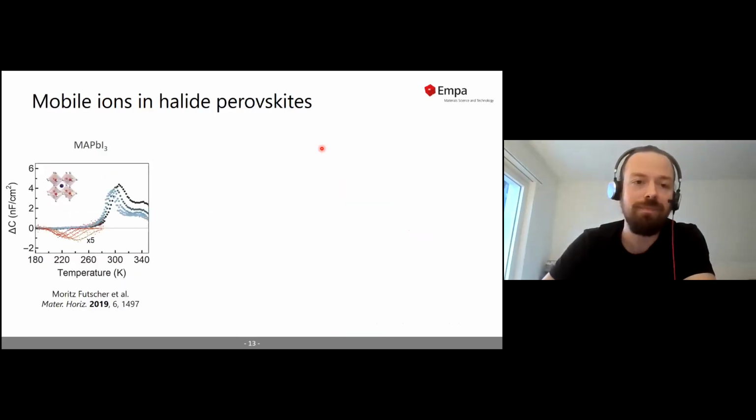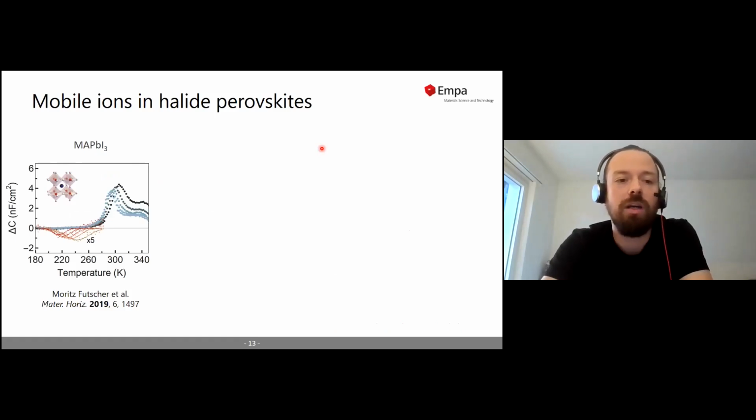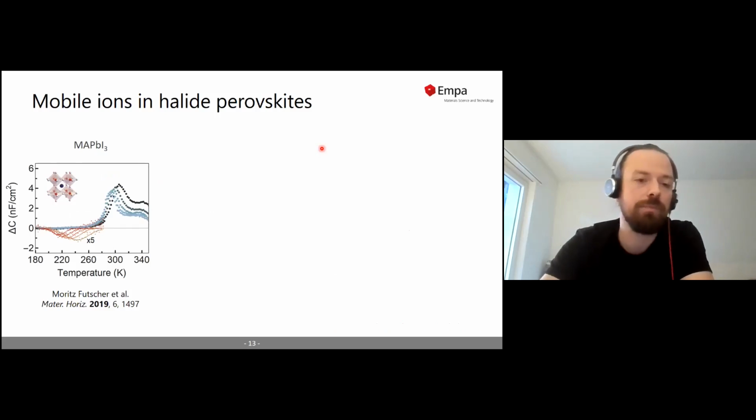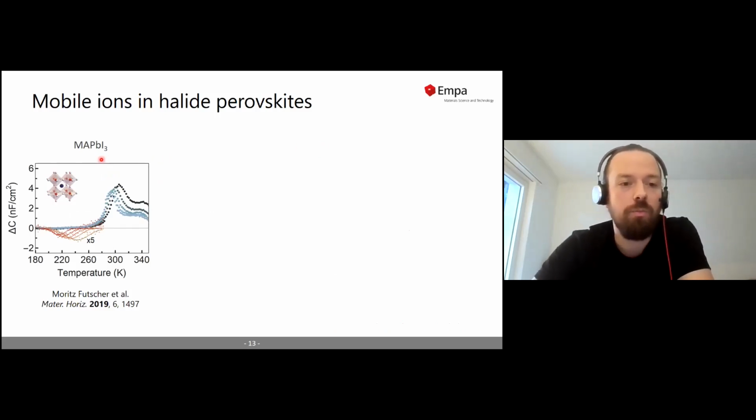And now I want to show you some experimental results which we obtained for different perovskite materials using these techniques. Here, what I show you is the change in capacitance as a function of temperature. If you have a peak, either in negative or positive capacitance, that means you have some process. For example, it can be a mobile ion migrating or a trap state. In this case, we made sure that this is all due to mobile ions.